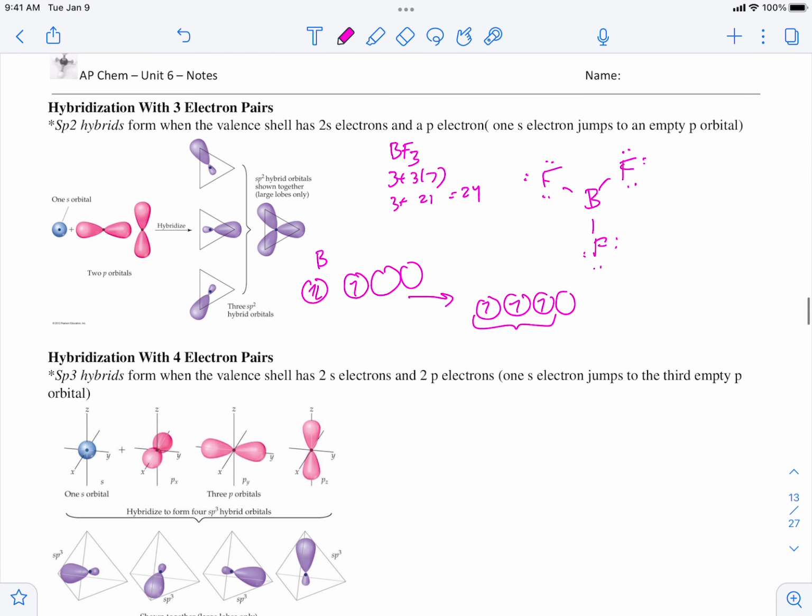Back to the one we were just on here, this is going to be called sp2, because 1 was from s and 2 were from p.